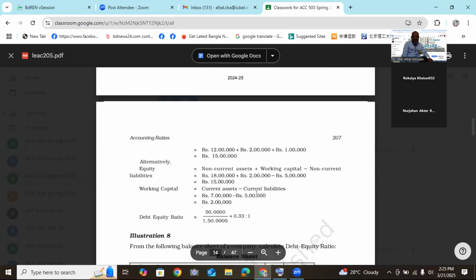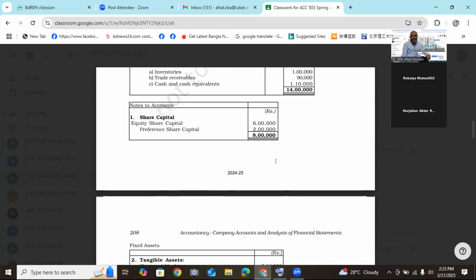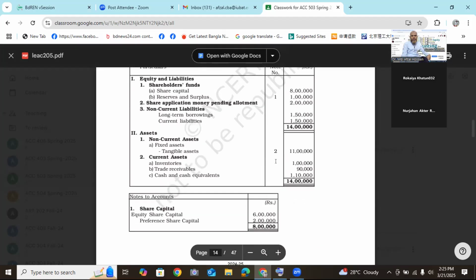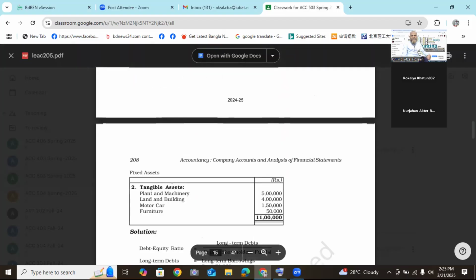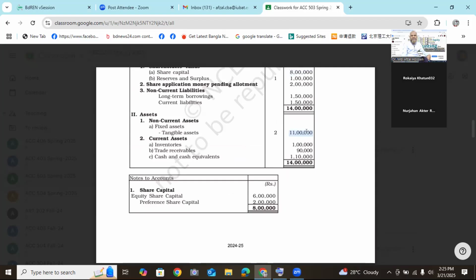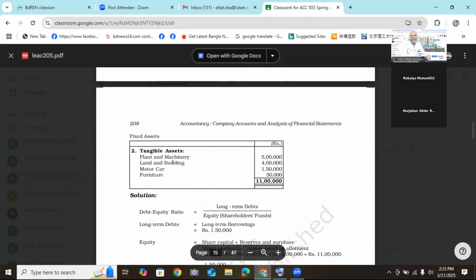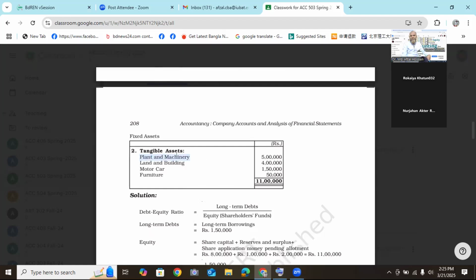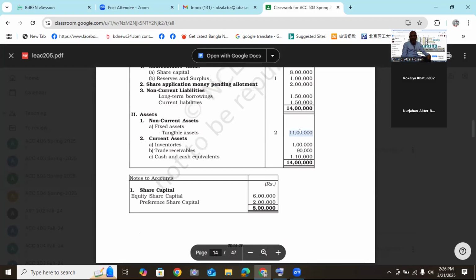Okay, now is illustration number 8. We have to compute the same thing, debt to equity ratio. There are two notes. One note is about the share capital, another is about the fixed asset. Here they mention fixed asset, tangible asset 11 lakh, which breaks down into plant and machinery 5 lakh, land and building 4 lakh, motor cars 1 lakh 50,000, and furniture 50,000. Total 11 lakh.